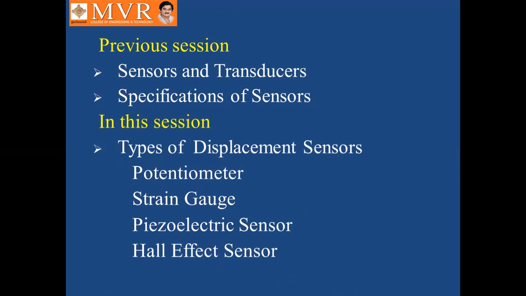So in this session, we are going to discuss the types of displacement sensor. These four sensors come under the category of displacement sensors. The first one is the potentiometer, and the next one is the strain gauge, nothing but the resistance strain gauge. The next one is the piezoelectric sensor, and the last one is the Hall effect sensor. All these four sensors are going to be discussed in this session.